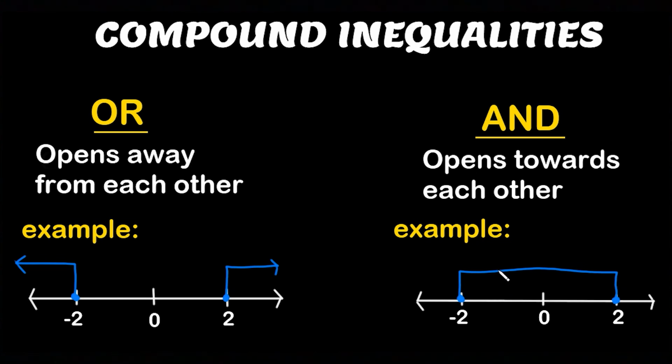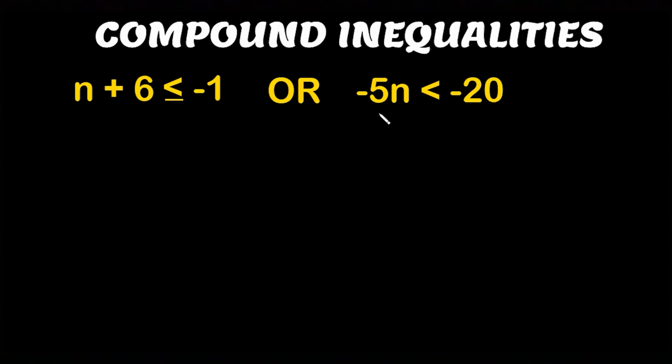All right, so let's go ahead and take a look at our first example. So here's our first example. We're dealing with or, so we're dealing with a disjunction, and they want us to solve and they want us to graph. So your first step here is to actually solve each one of these inequalities, okay? So that's what we're going to do, and then we're going to go ahead and graph them.